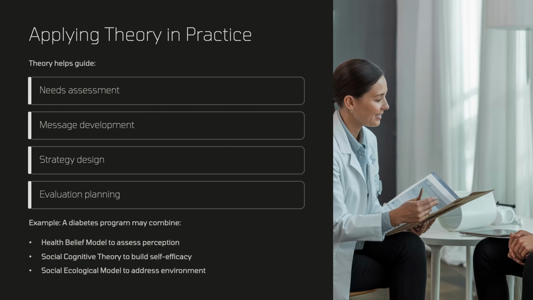Theory in real practice. Here's how theory informs real-world public health programs. During the needs assessment, theory helps frame questions. When designing messages, it identifies key beliefs to address. When developing interventions, it guides structure and strategy. For evaluation, it helps measure the right variables. A program on diabetes management might use health belief model for risk and benefits, trans-theoretical model for readiness to change, social capital theory for community support. Well-chosen theory helps programs move from random to strategic.